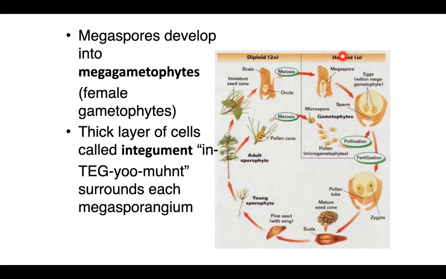Okay, so the megaspore develops into the megagametophyte. These are eggs inside the megagametophyte, and this is the overall structure of the megagametophyte. This extra orangey layer around the outside is called the integument. It's a thick layer of cells that surrounds and protects the eggs.